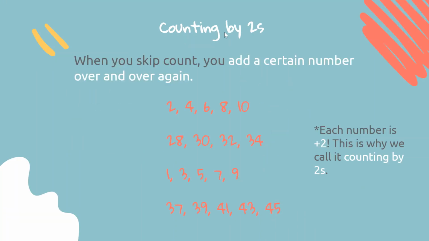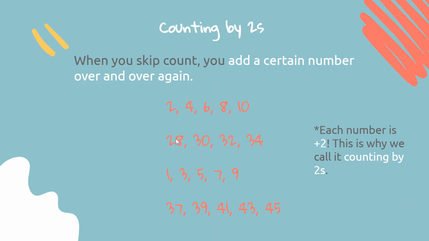Alright, now we're going to learn counting by twos. When you skip count, you add a certain number over and over again. We start at 2, and then we add 2 to get 4, and then you add 2 to get 6. You add 2 to get 8, and add 2 to get 10. That's what we mean by counting by twos. Each time we are increasing by 2. We're going up by 2.